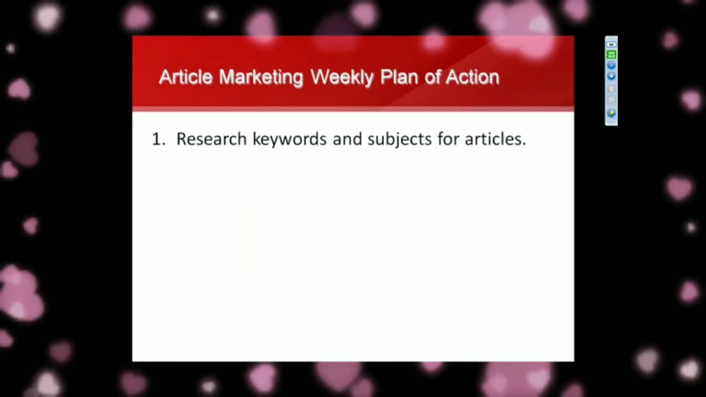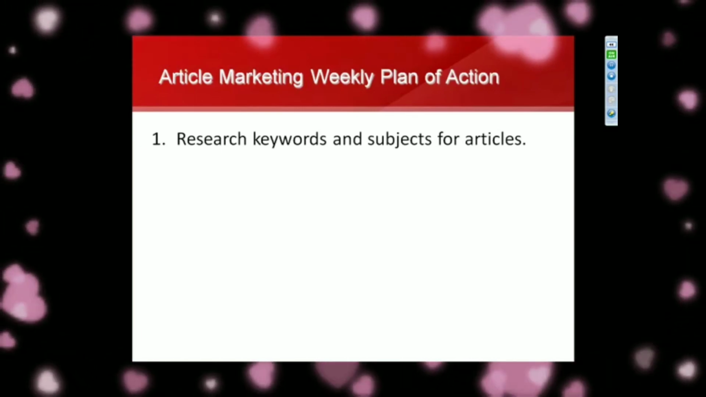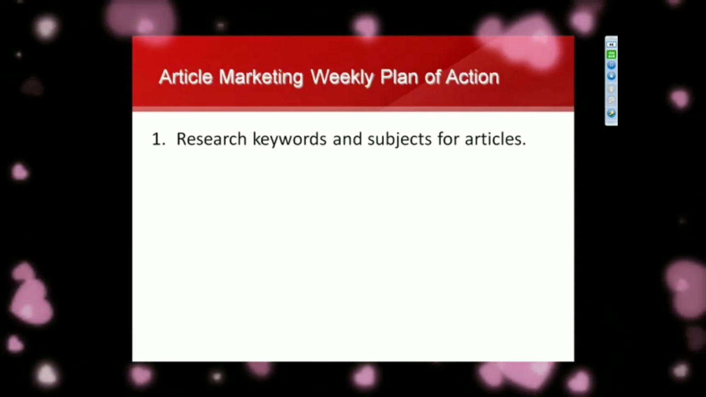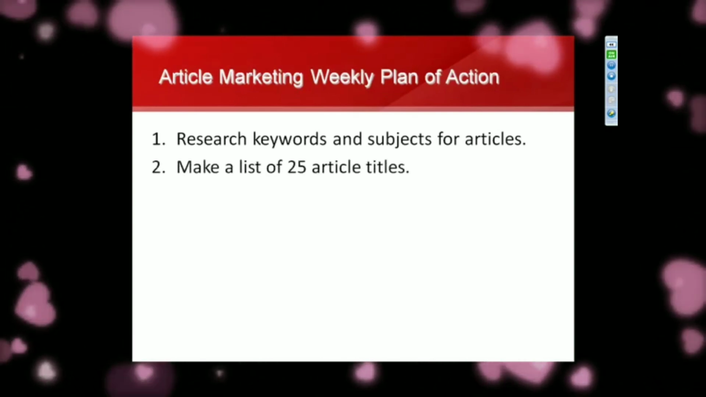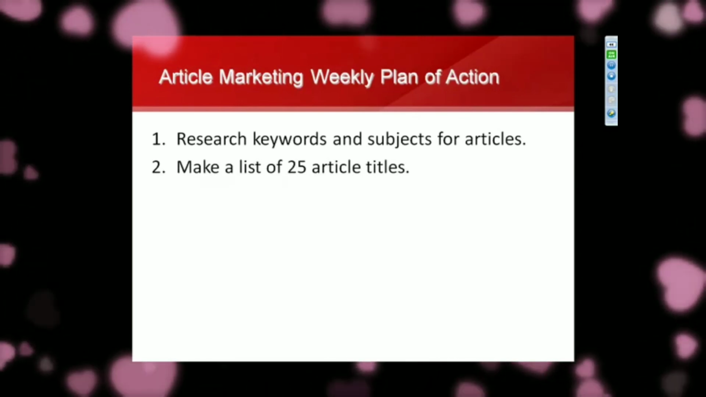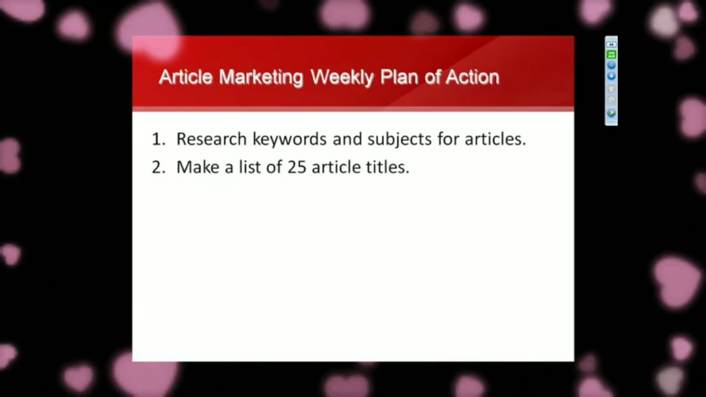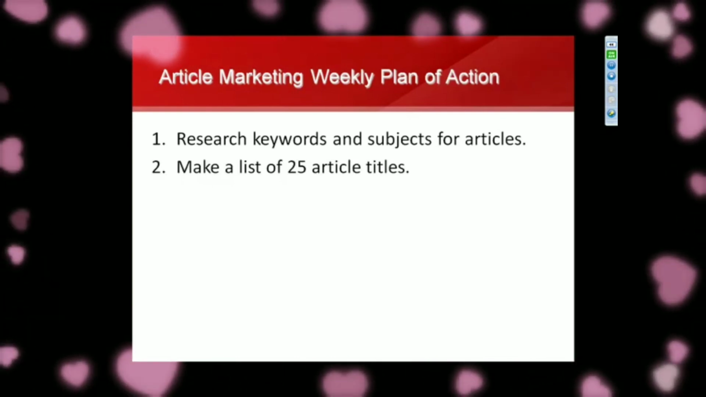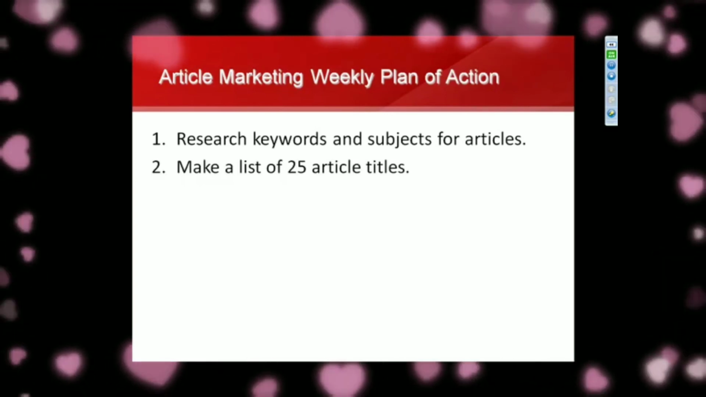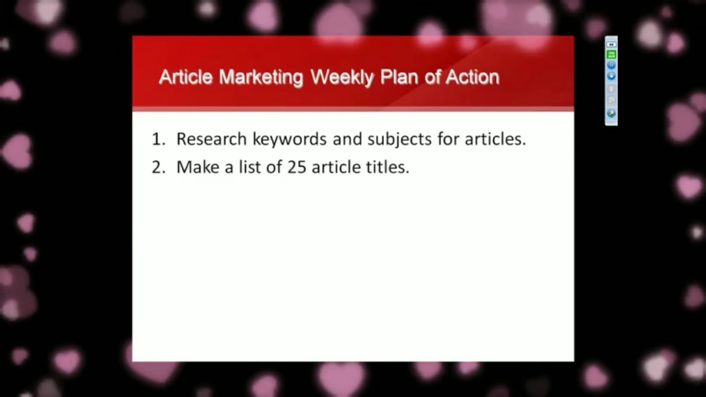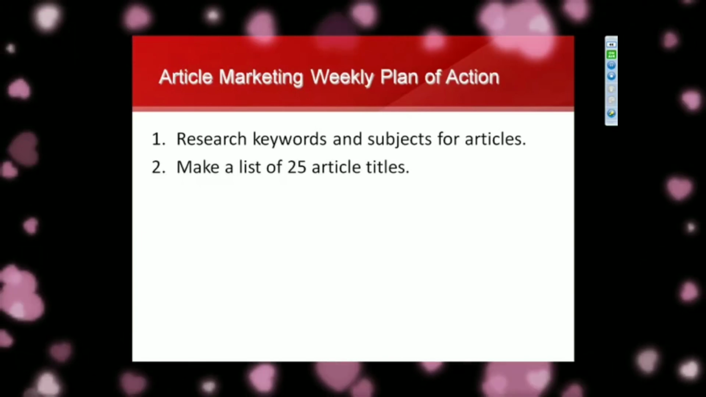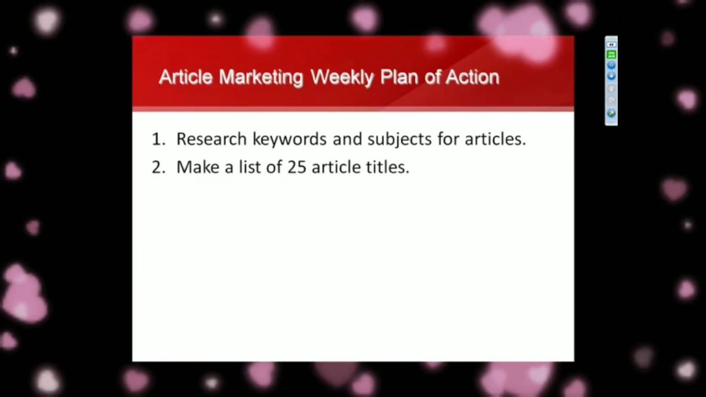And here, in closing, is a weekly article marketing plan of action. The first one is to research keywords and subjects for your articles using the keyword research that I identified at the beginning of this video. You're going to want to make a list of 25 potential article titles. The key here is, if you can do this on a weekly basis, you are going to be in great shape within your niche market. If you can create 25 articles per week, that's going to translate to about 100 articles per month, and in exchange about 1,200 articles per year that you are creating and distributing.